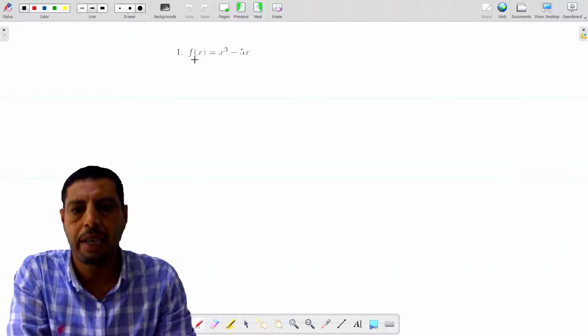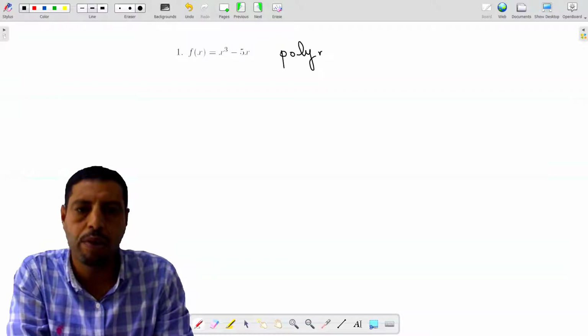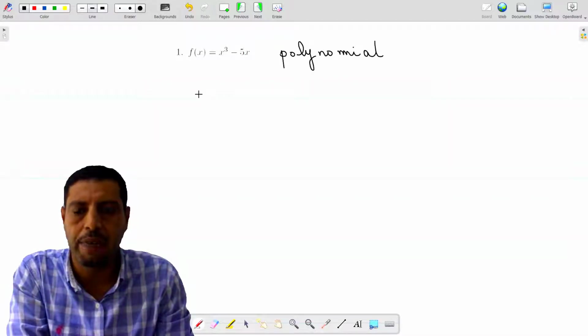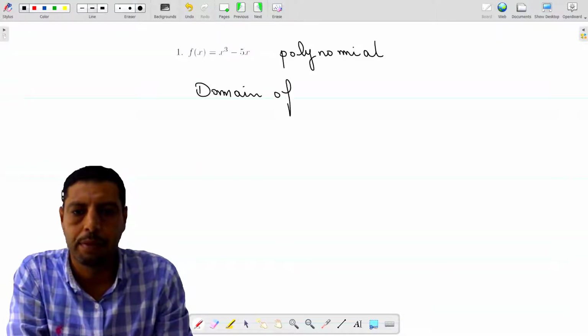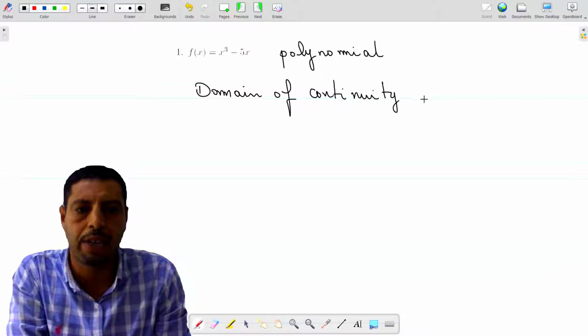The first function is f of x equals x cubed minus 5x, which is a polynomial function. And you have to know that a polynomial function is defined everywhere. It means on R, and it's also continuous everywhere. So here, the domain of continuity of this function is R. So easy, the domain of continuity of any polynomial function is R.